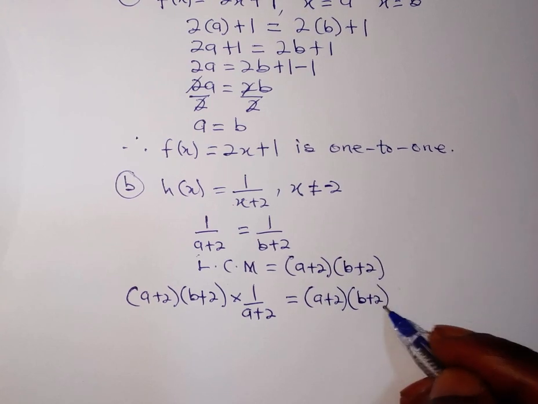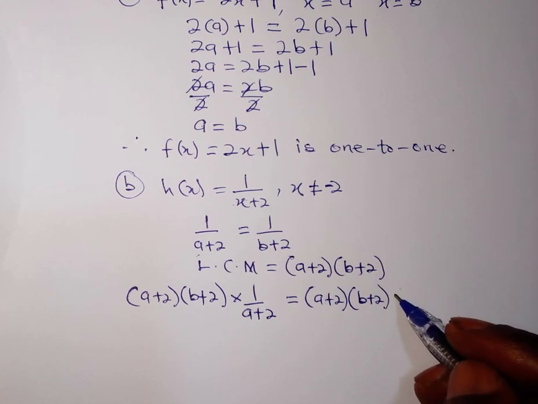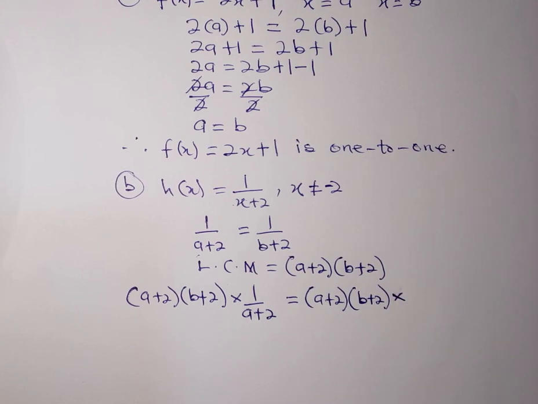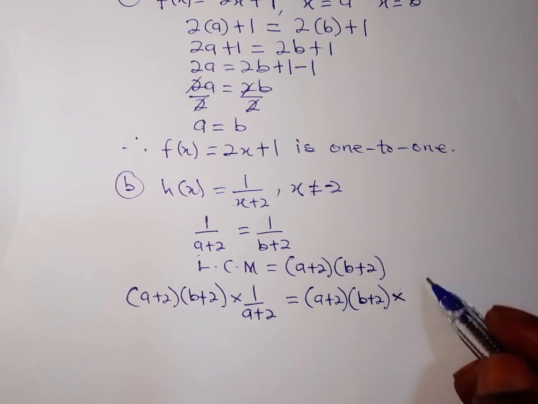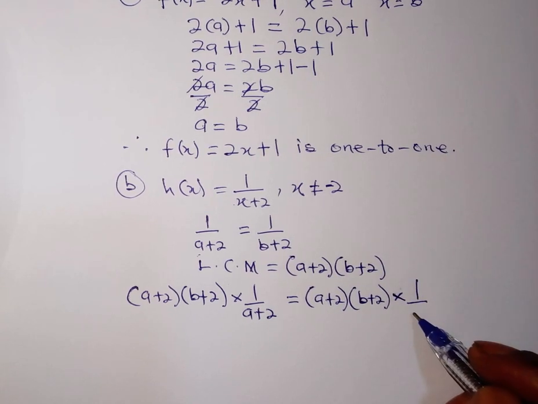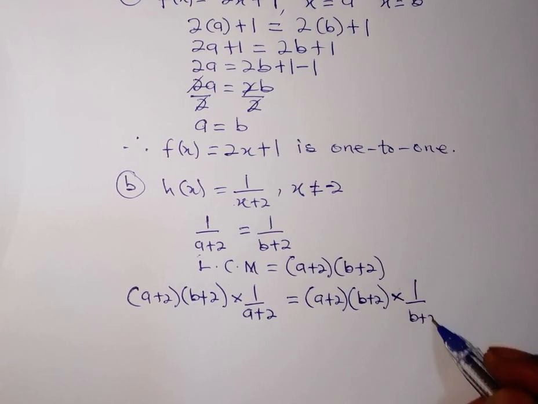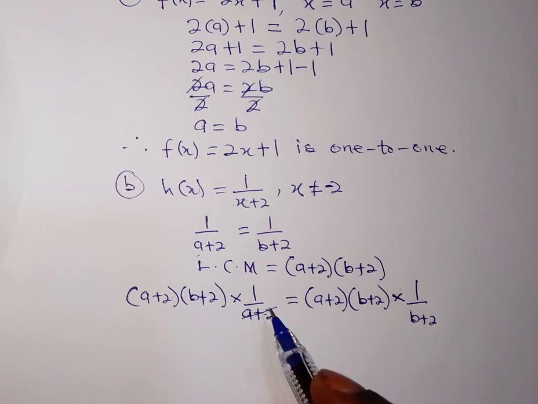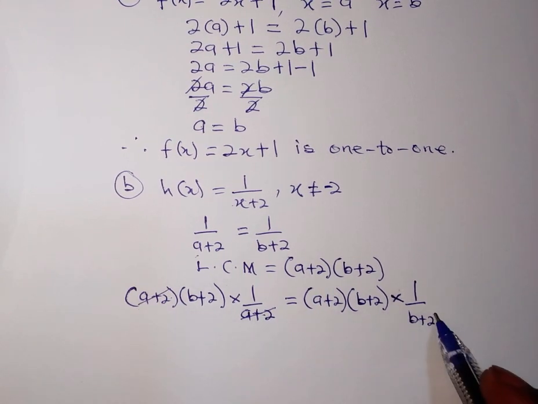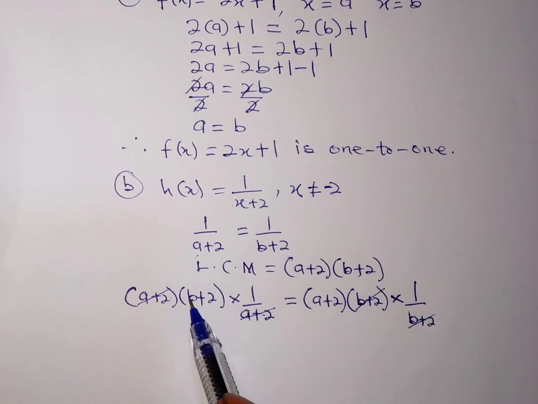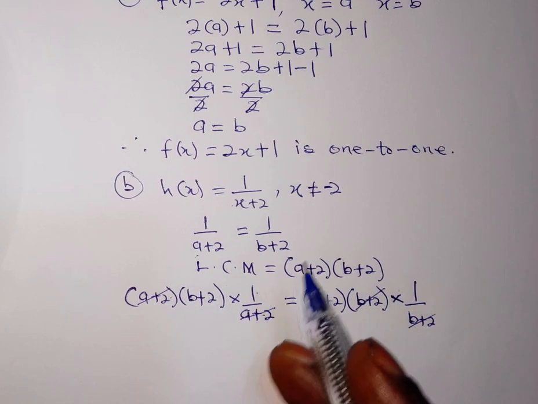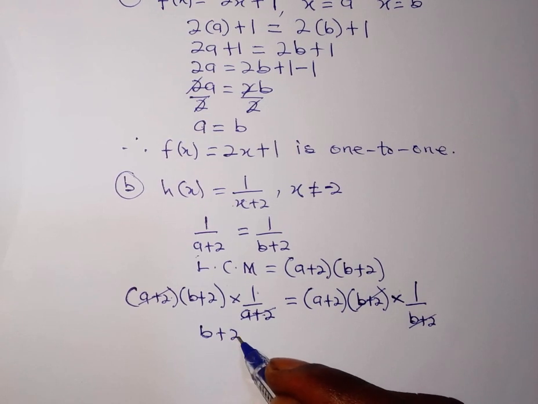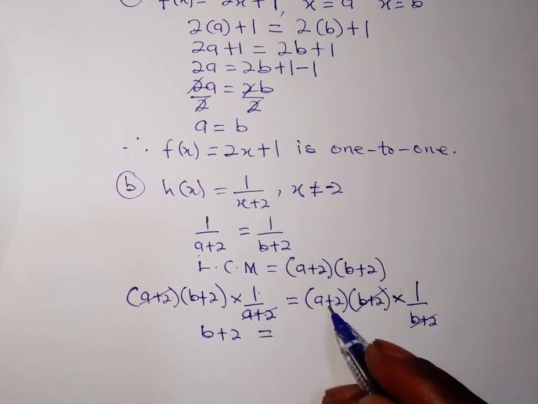times 1 on b + 2. I know you say it's a long process. No, it shouldn't be a long process. That's the right thing to do. So I will just look at which ones are common here. This one and this one is common. This one and this one is common. What I will be left with is, I'll multiply this by this, which will give me b + 2.